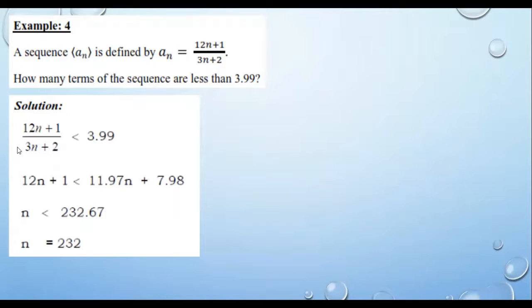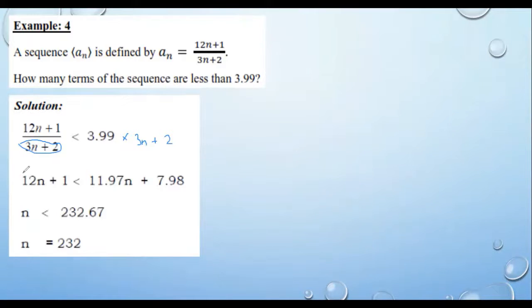How will you do that? You just multiply by 3n plus 2 on both sides. When you multiply the left side by 3n plus 2, this will cancel, so only 12n plus 1 will be left. The right side you expand. So 3.99 times 3n is 11.97n. Times 2 is 7.98.